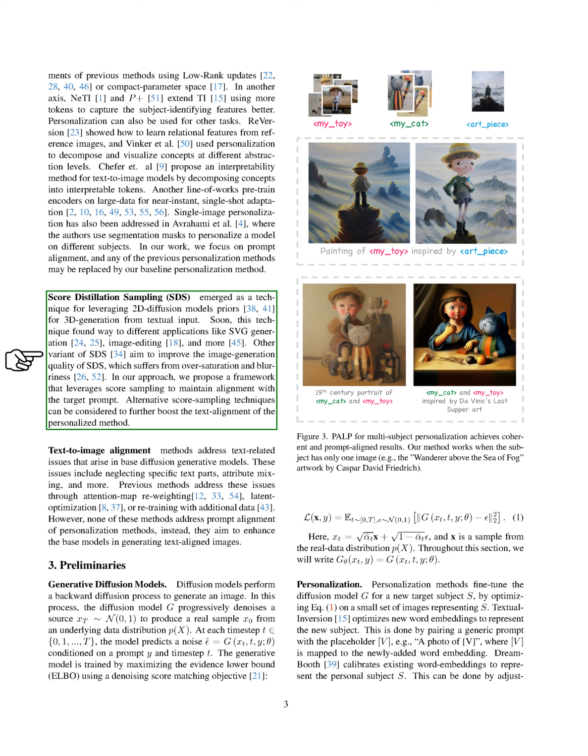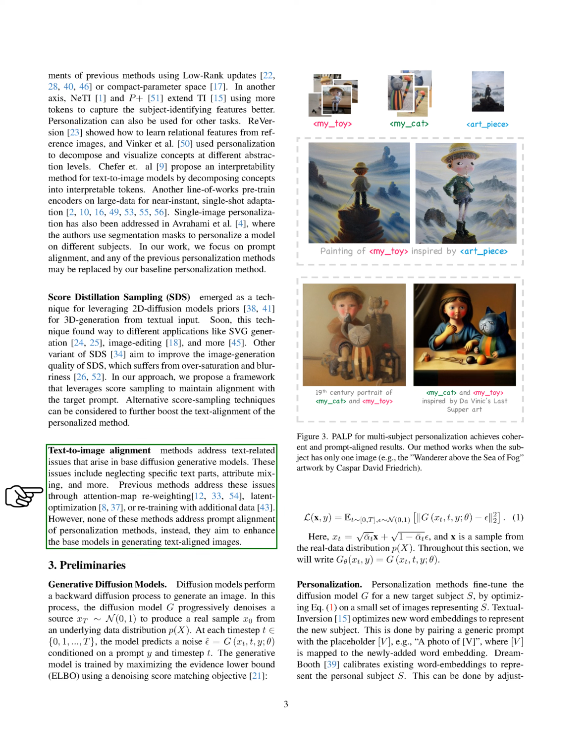Now, let's talk about text-to-image alignment. There are some problems that can arise when using base diffusion generative models, such as ignoring specific parts of the text, mixing attributes, and more. Previous methods have tried to solve these problems by reweighting attention maps, optimizing latent variables, or retraining with additional data. However, these methods don't address the alignment of the prompt in personalization methods. Instead, they focus on improving the base models to generate images that align with the text.